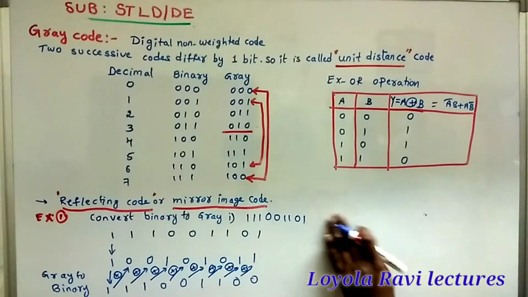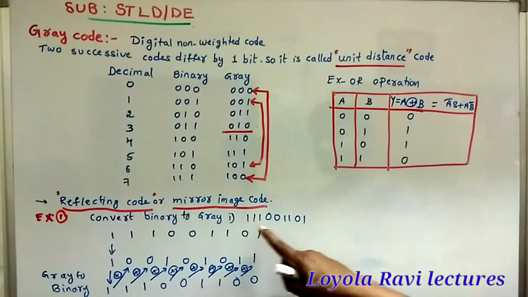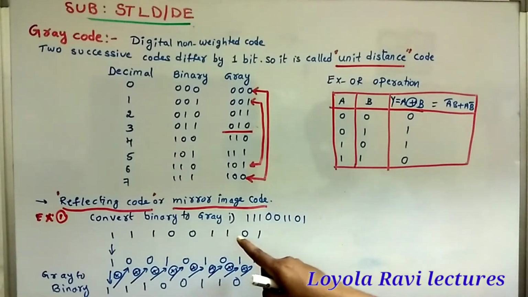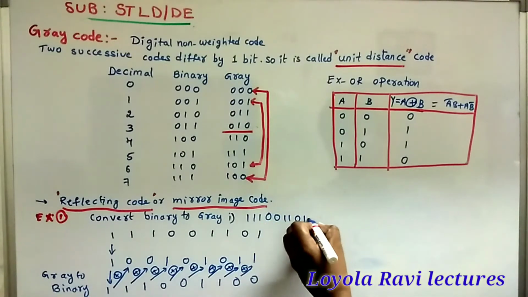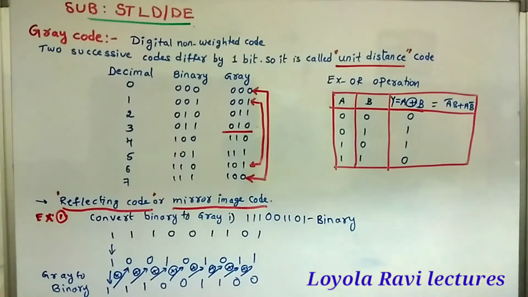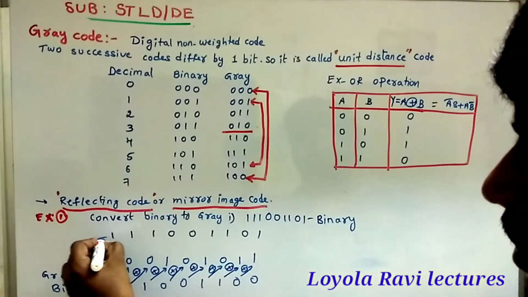We'll see it now. This is the given binary number, 11001101, and I am writing it as it is. How can we convert it into Gray? The MSB bit is written as it is. This is the MSB bit.